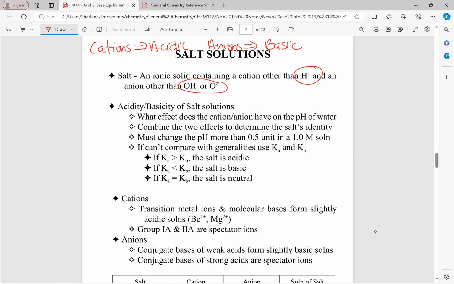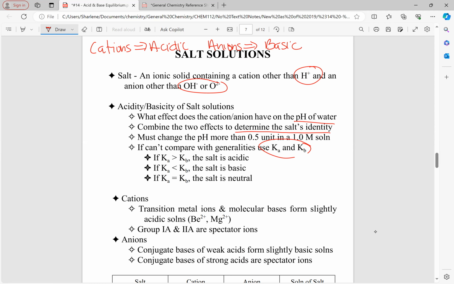All right, so we're going to look at what happens when there's two of them and you put them in water. And the two effects will determine together the overall salt's identity. It does have to change the pH by more than about 0.5 units in a 1 molar solution, though. It does have to be a little bit significant. And if we can't come up with a nice ballpark, then we're going to have to do quantitative and we will have to compare Kas and Kbs.